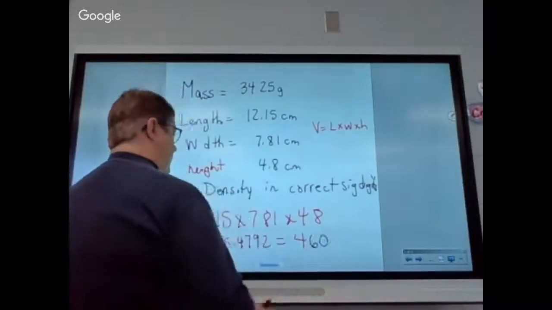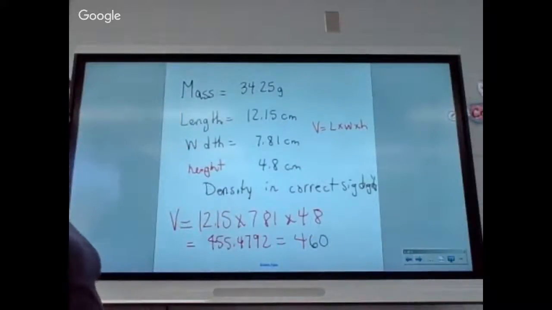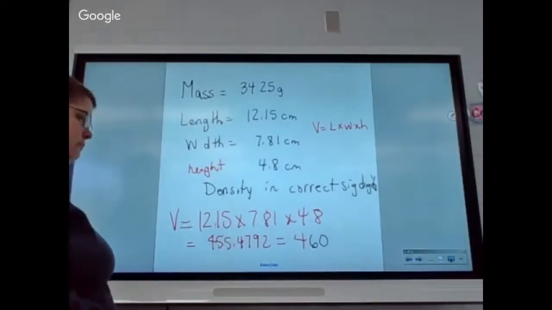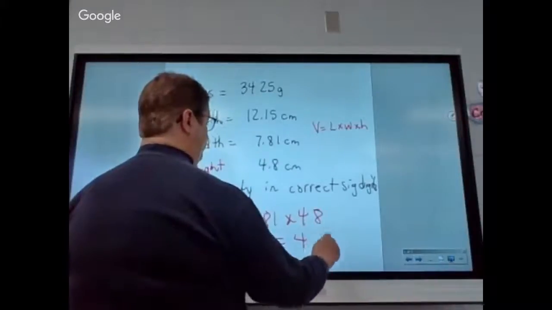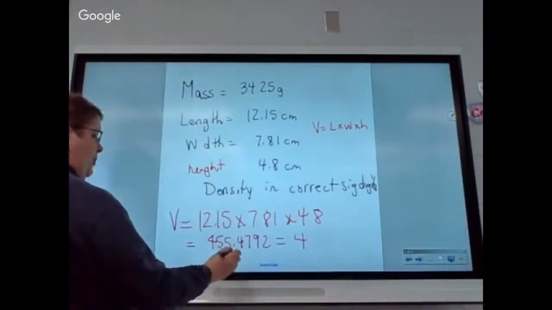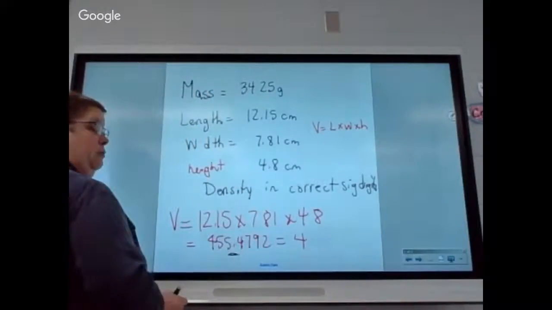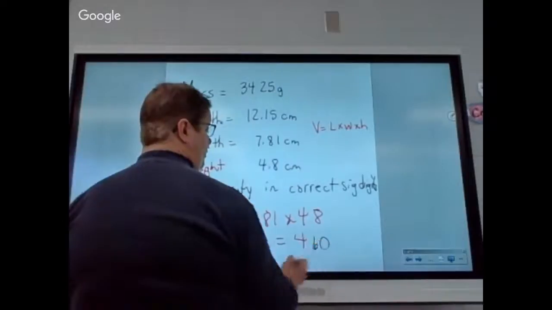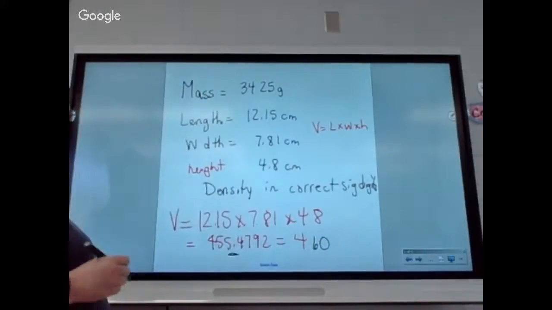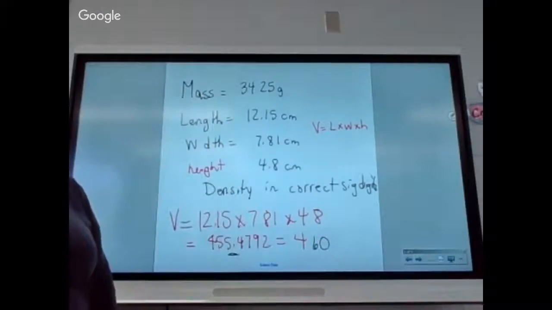Odd, but okay. 460. You rounded to 450? Well, if we're doing it by significant digits, wouldn't it just be 450? What's the number after the 5? It's 5 and greater, so I would round to 460. All right. But if you wanted to round it to 450, I wouldn't take off for that, because I told you I wouldn't mark off for your rounding.